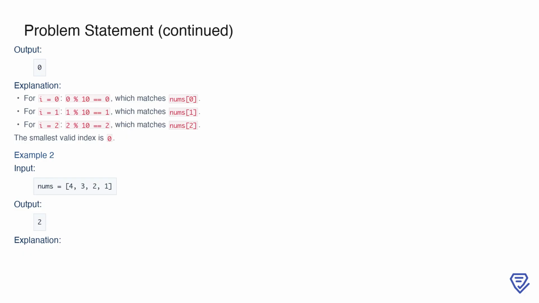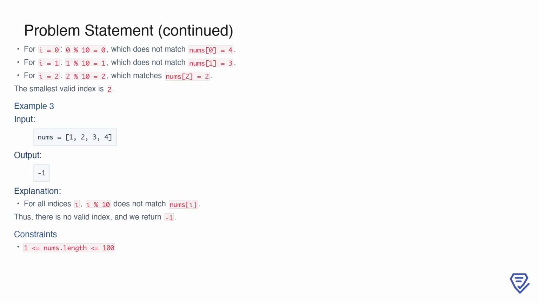Suppose the input array is nums equals [0, 1, 2]. The output in this case is 0. Why? Let's check each index. For i equals 0, we calculate 0 % 10, which is 0. This matches nums[0], which is also 0. For i equals 1, 1 % 10 is 1, and this matches nums[1]. For i equals 2, 2 % 10 is 2, and this matches nums[2]. Since the condition is satisfied at multiple indices, we return the smallest valid index, which is 0.